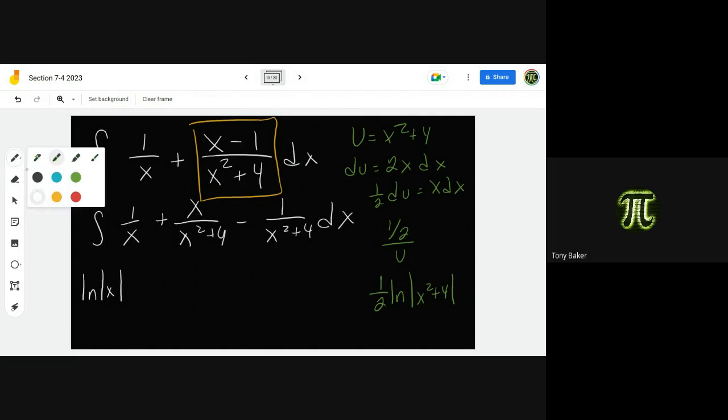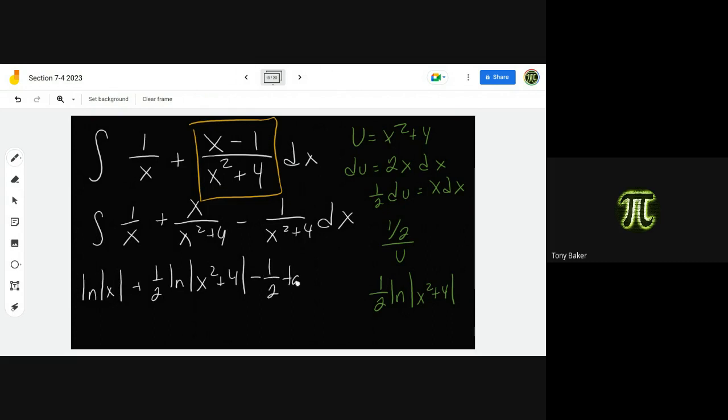All right, so I have plus 1/2 ln of x squared plus 4. And now this right here is my tangent thing that I had in the last screen. So it's minus 1 over 2, because of that there, arctangent of x over 2 plus c.